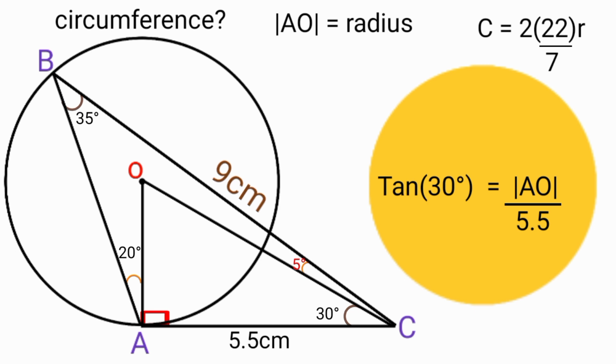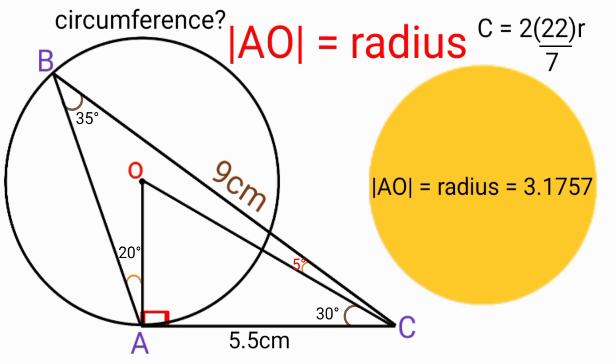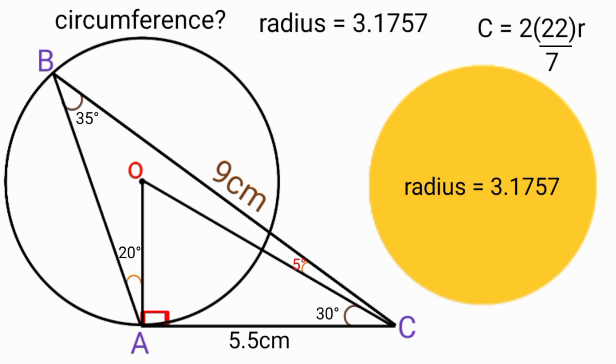Making line AO the subject of the formula, line AO will be equal to tan 30 degrees times 5.5. Tan 30 is 0.5774. 0.5774 times 5.5 is 3.1757. So therefore, the radius of the circle equals 3.1757 cm.